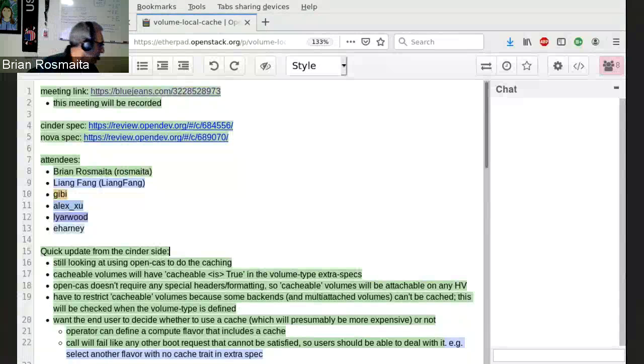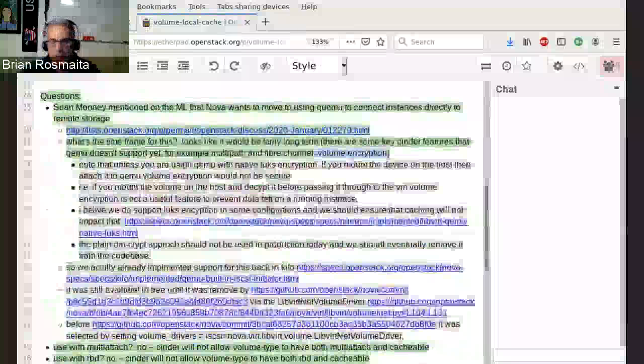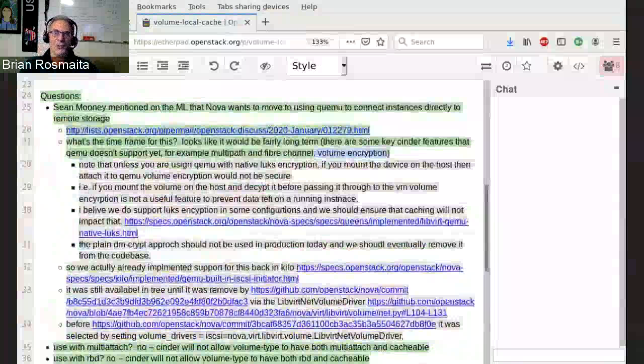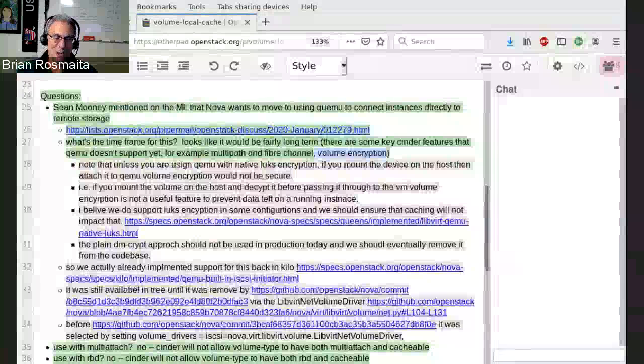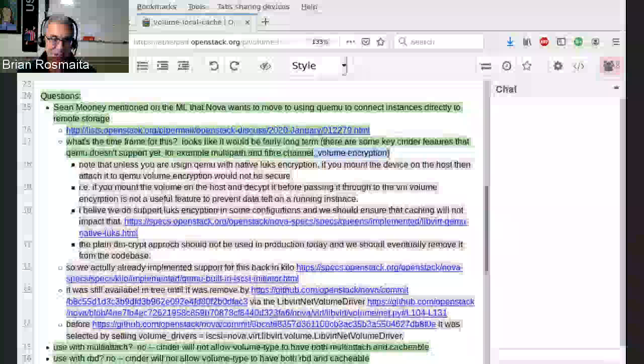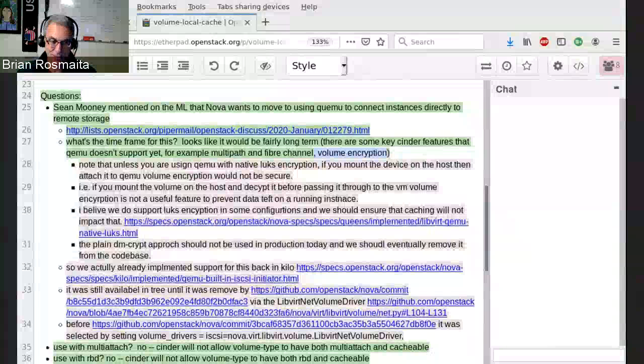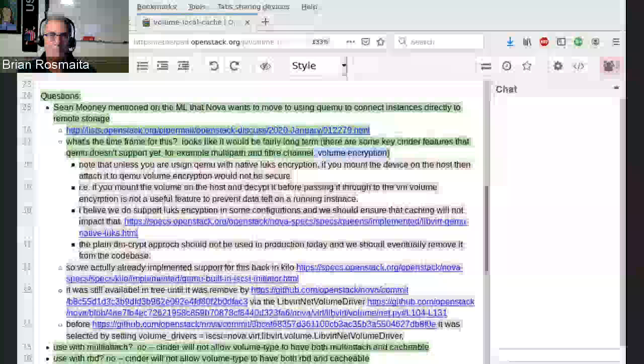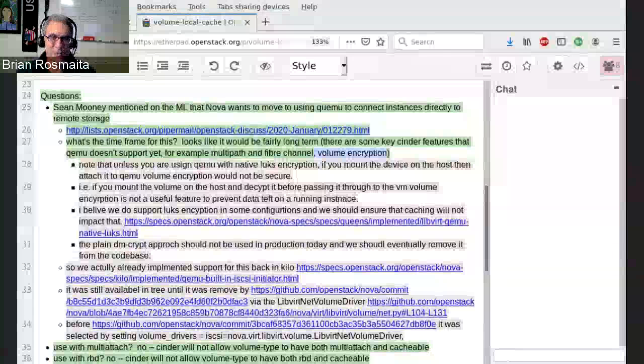Okay, so the main question that came up that sort of halted us with approving the spec, well, you can see there are a bunch of questions, but the main one was Sean's comment on the mailing list that this was unlikely to get approved because there's a move to have every volume attached by QEMU directly, and that would bypass this type of cache that we've got in mind.